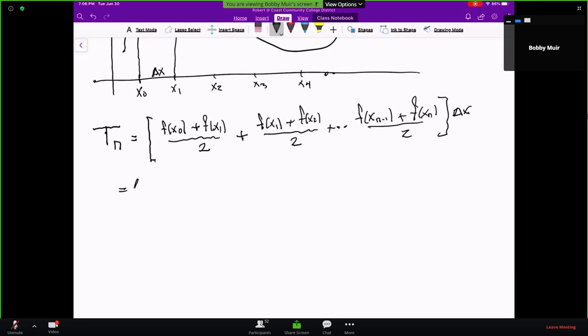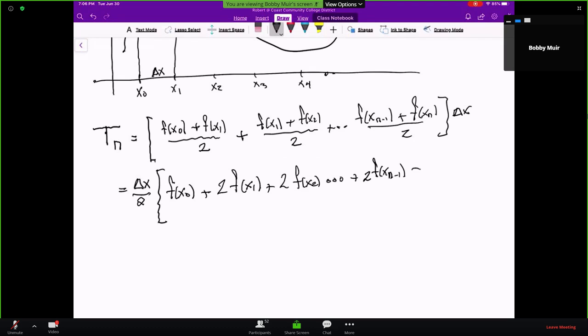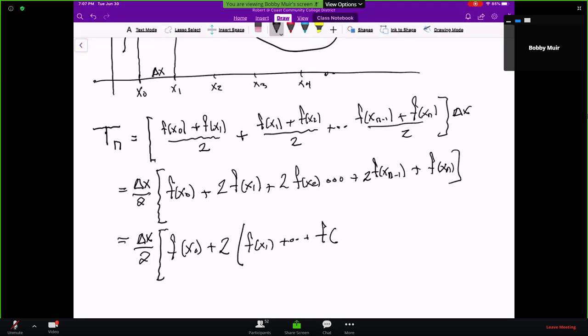Okay, so we bring the 2 out. And what we're seeing here is I'm getting f of x0, and then I'm going to get 2 f of x1, 2 f of x2. And this is going to continue until we get to the second to last step, plus 2 f of x sub n minus 1, and then we just have this last f of xn. Okay. And if we write it a slightly different way here, it would be f of x0 plus 2 times this f of x1 plus f of x n minus 1 plus f of x n.